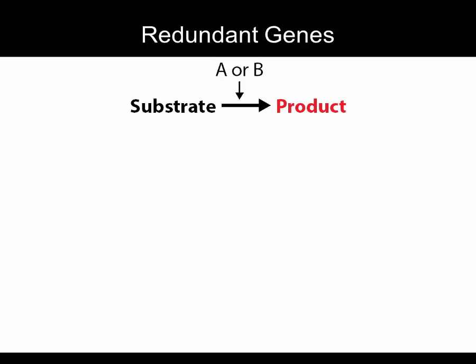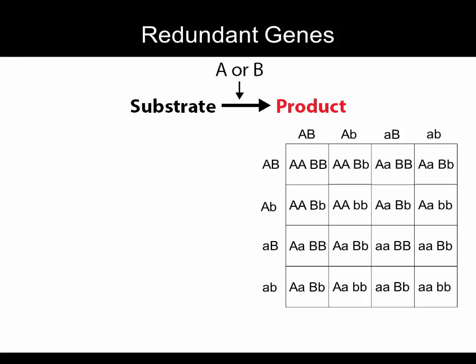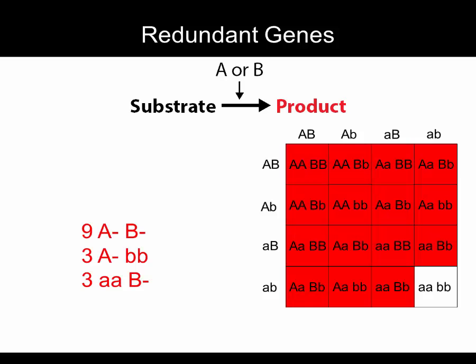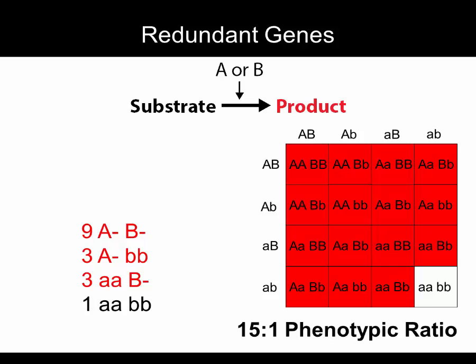Here, a functional dominant allele of either A or B is sufficient to make our pigment. So here's a dihybrid Punnett square again. 15 of the boxes have at least one dominant A or B allele and will make red pigment. Only the one box that is homozygous recessive for A and B will not make pigment. So we get a 15:1 phenotypic ratio.